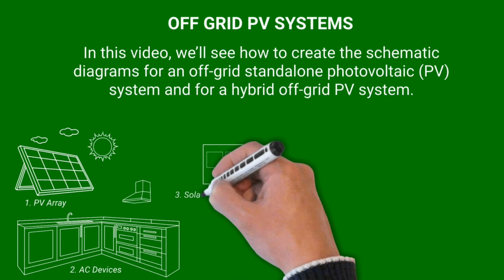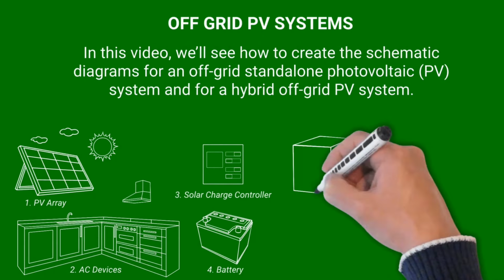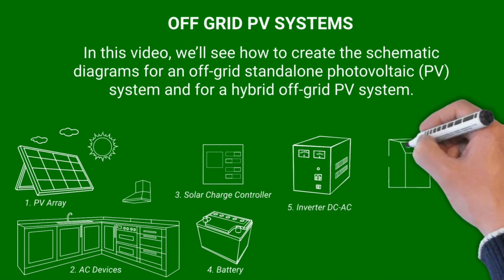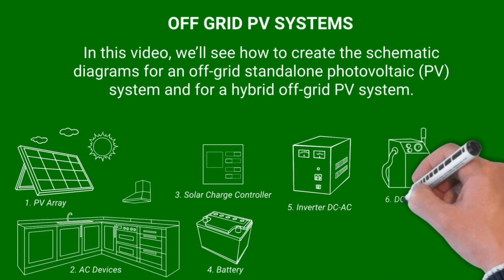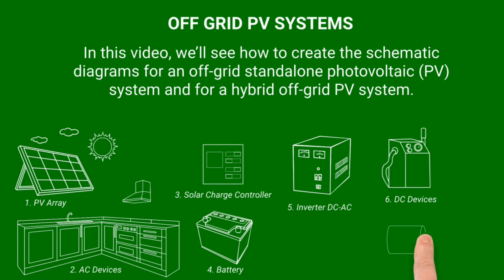1. The photovoltaic array. 2. The AC devices. 3. The charge controller. 4. The battery. 5. The DC-AC inverter, responsible for converting direct current into alternating current. 6. The DC devices. And finally, 7. The generator set.